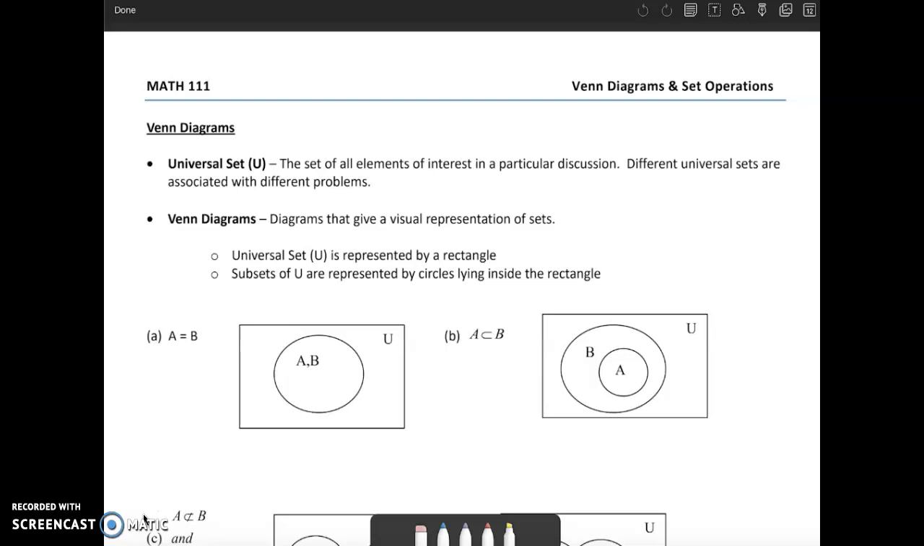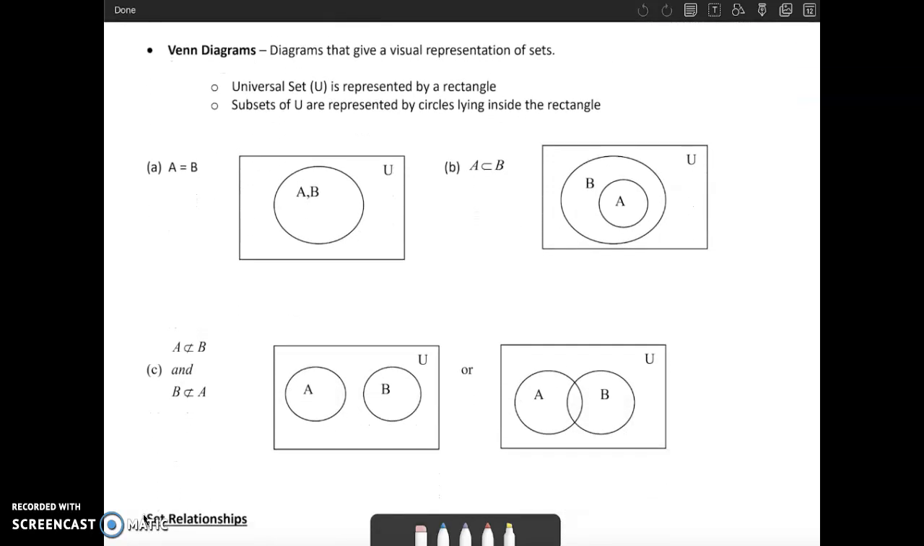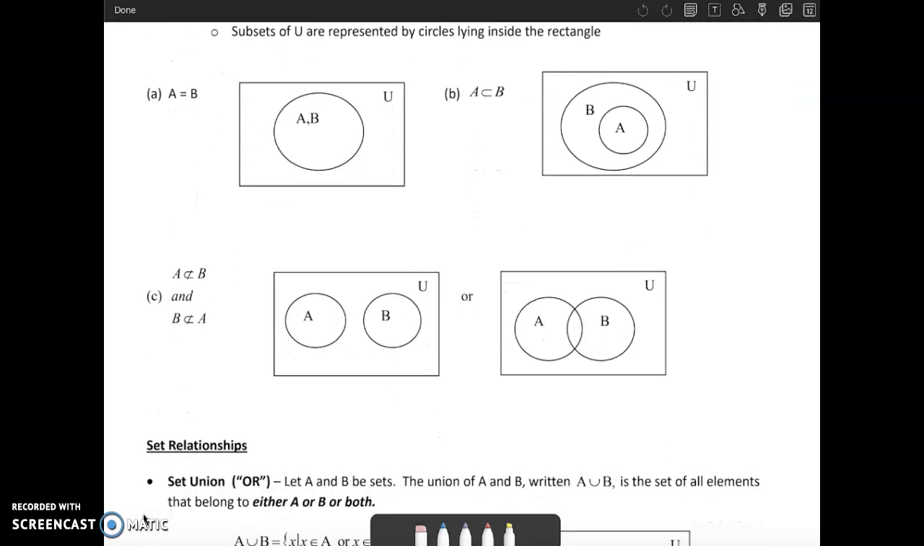You've probably seen Venn diagrams before, even if it hasn't been formally in your math class. You've probably seen silly ones on the internet before. So the universal set in a Venn diagram is represented by the outer rectangle, and then subsets of U are represented by circles inside of that rectangle. So here are a few of the basics of Venn diagrams.